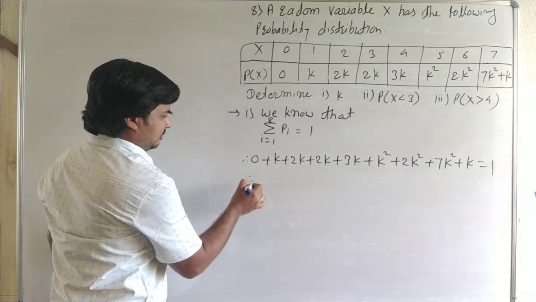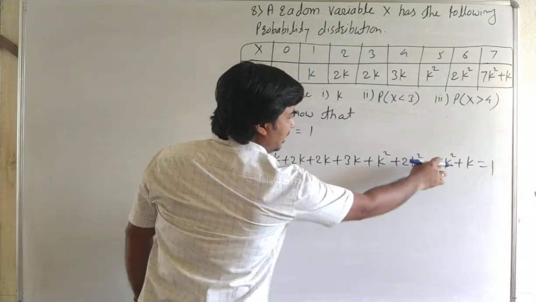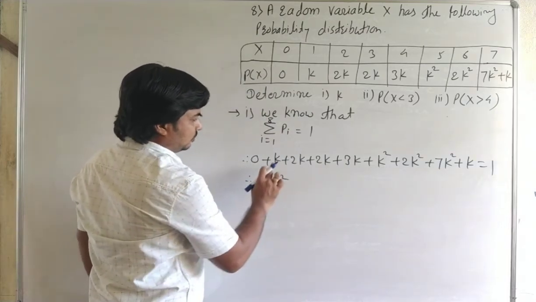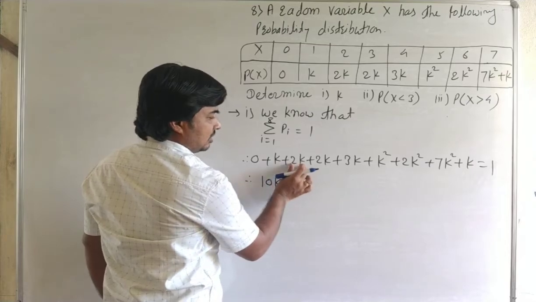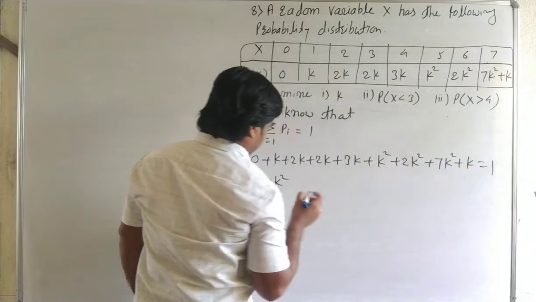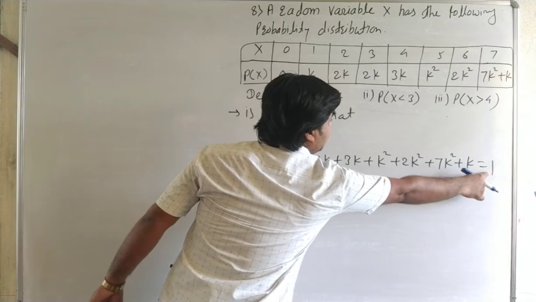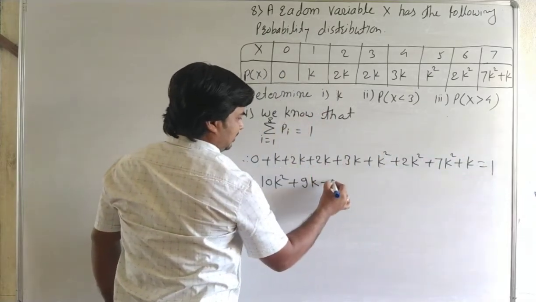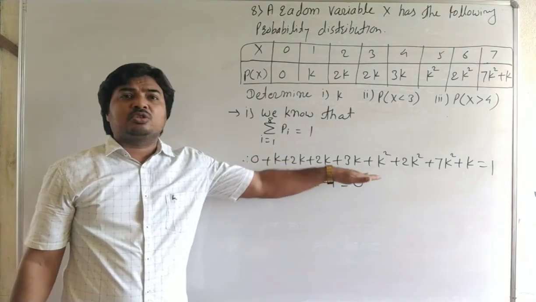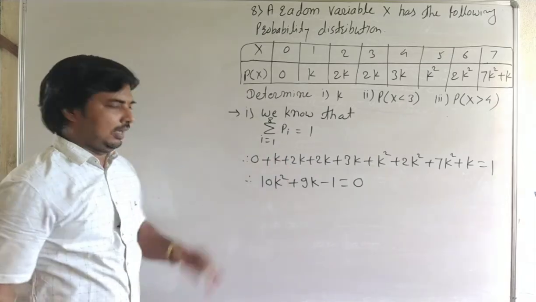Now we calculate this. First the square terms: k square, 2k square, 7k square, it is 10k square. Now k plus 2k is 3k, 5k, 8k, it is 9k. Plus 9k, and this is equal to 1. We can write the left hand side as 1 minus 1 equal to 0. Now from this we get this quadratic equation, and we solve it to get the value of k.